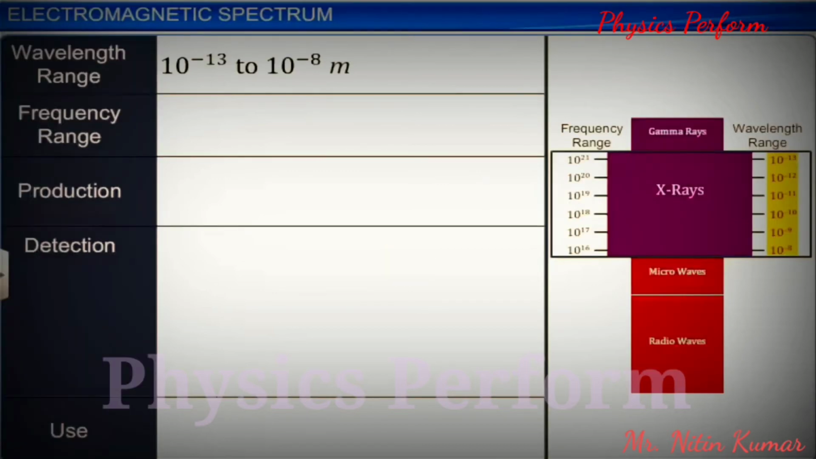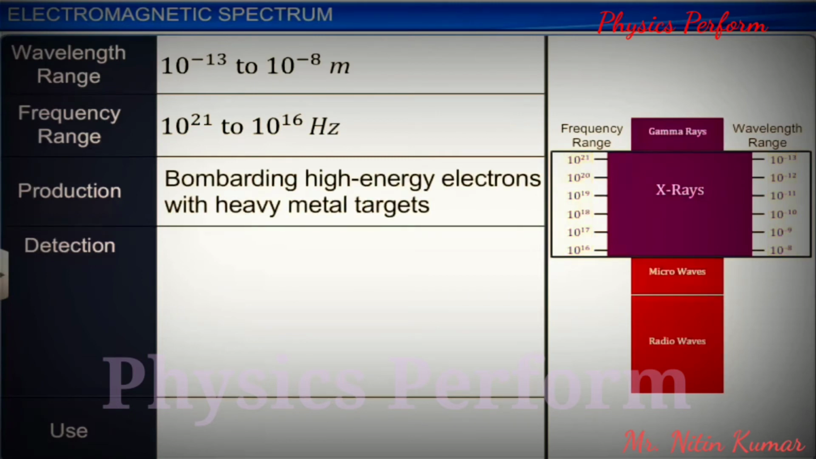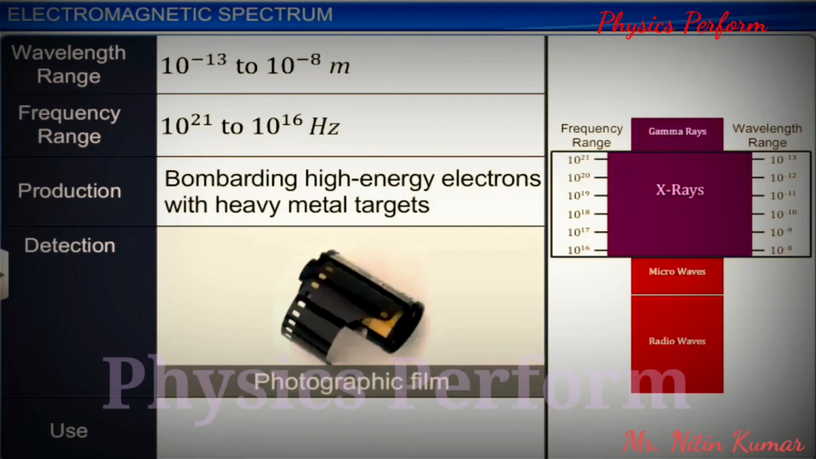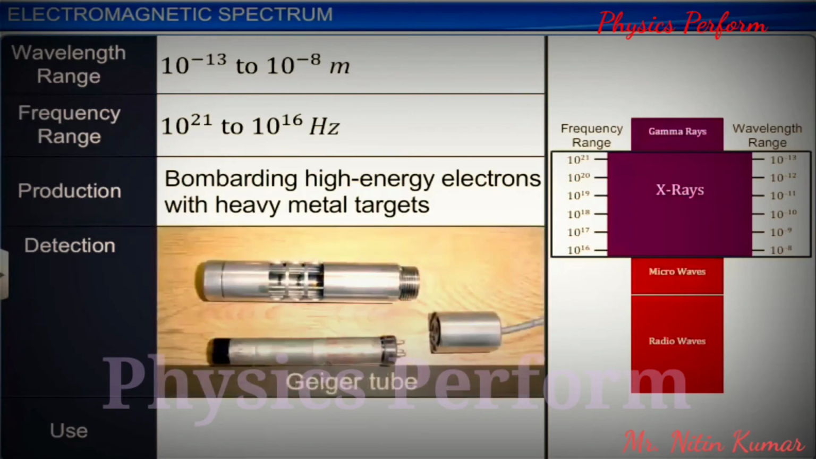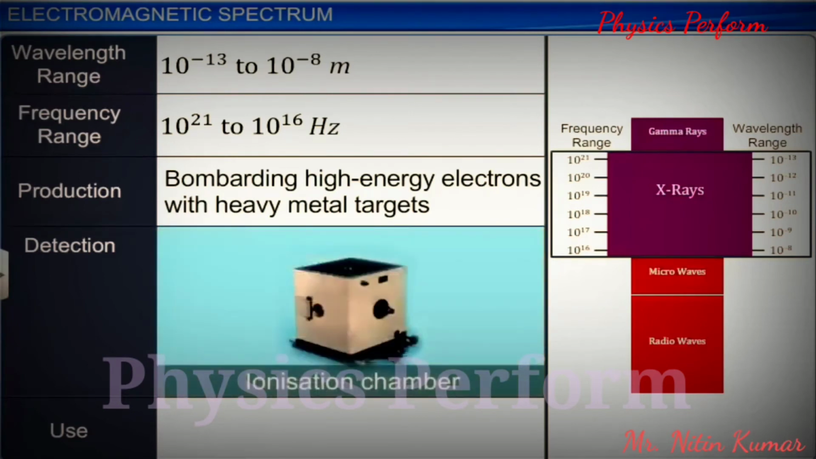The frequency is in the range of 10⁻²¹ Hz to 10⁻¹⁶ Hz. X-rays can be produced by bombarding high-energy electrons on heavy metal targets. They can be detected by photographic films, Geiger tubes, and ionization chambers.